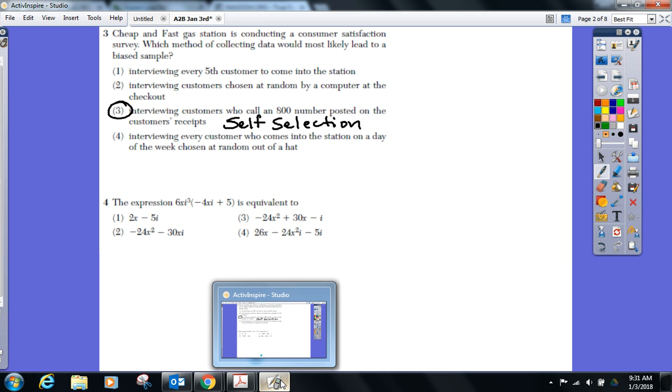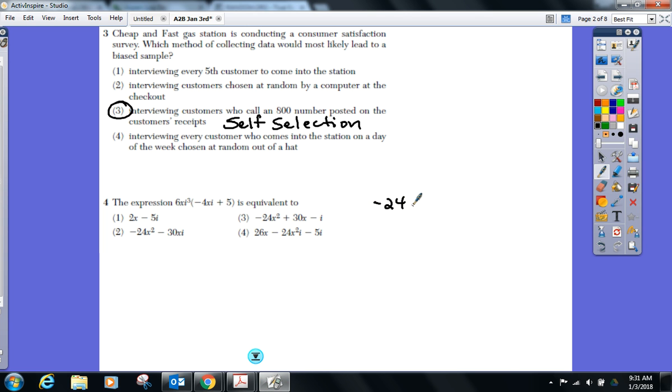What do you want to do? So you're distributing? Yeah. Okay, what do you get when you distribute? Negative 24, I got that. X squared i to the 4th. Yep.